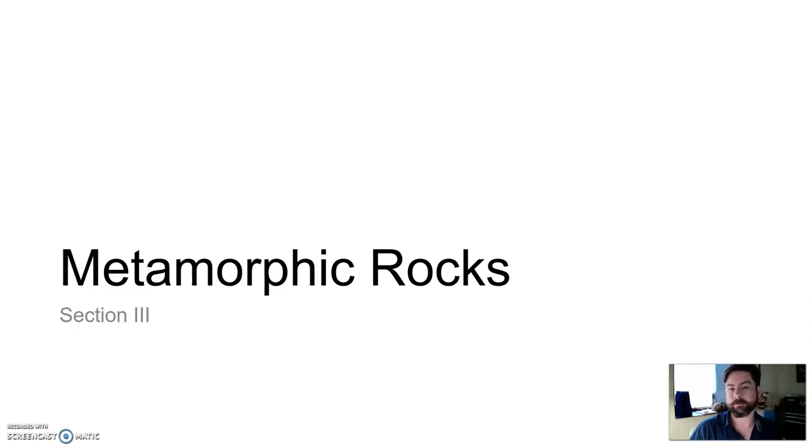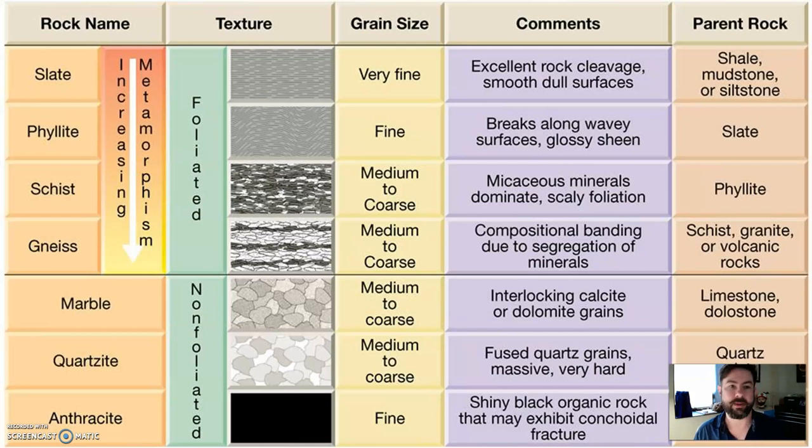Welcome back. Metamorphic rocks. I gave you some examples in the previous video. Not too much new information here with what I'll talk about, but it can help as we get into our lab. So over here, you see the metamorphic rock names. Some common metamorphic rocks are slate, phyllite, schist, gneiss. Talked about those in the previous video. But also marble, common metamorphic rock, quartzite, and anthracite, which is a type of coal.